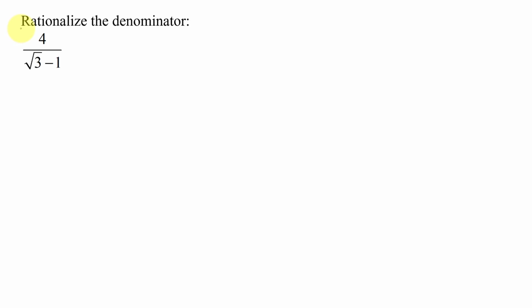In this example, I need to rationalize the denominator of the expression 4 divided by the square root of 3 minus 1. We've already learned how to rationalize the denominator when I just have one square root in the denominator. So let's quickly review.